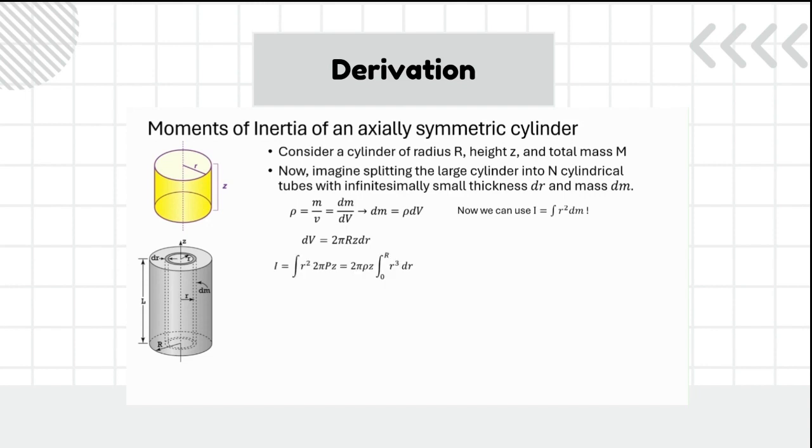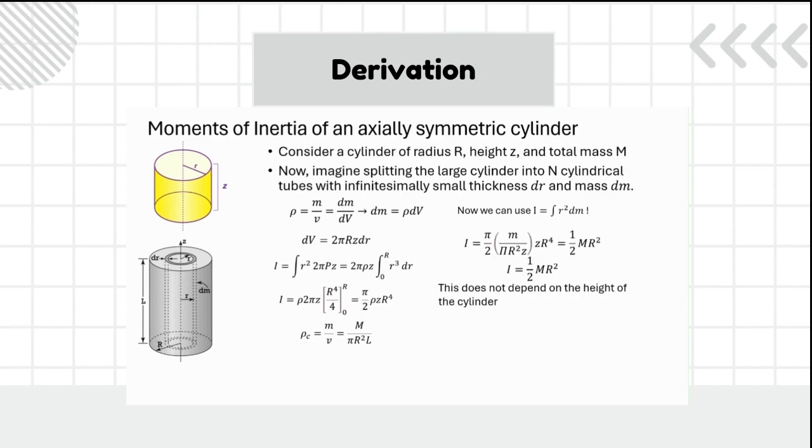We now integrate, substituting in our dm and removing constants. We end up with a result of pi over 2 rho z r to the 4. But the total density of the cylinder is m over pi r squared z, so substituting this into our equation we get half m r squared. So the moment of inertia doesn't depend on the height of the cylinder, which makes sense when you consider breaking it down into small disks.